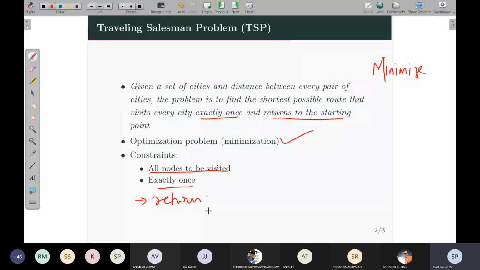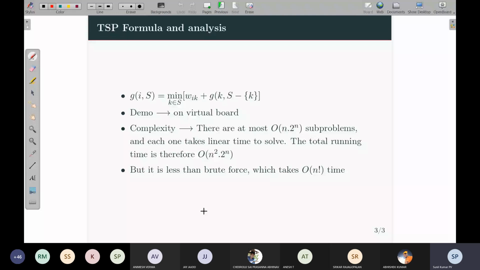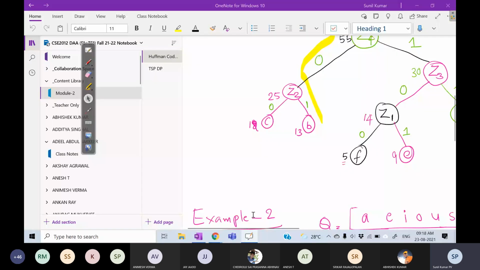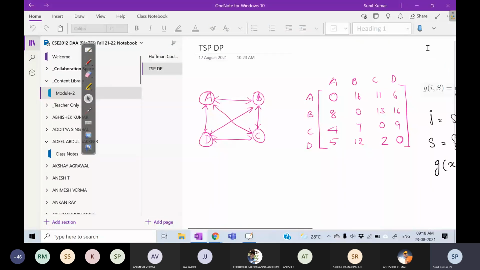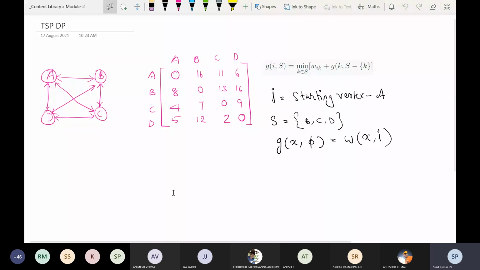So that is how the problem is. This we all know. Now we have some formula. How you get that formula, we will discuss later. First I'll tell you the problem and the solution using dynamic programming. Then we will slowly turn into the formula. So just forget this for the time being, and we'll come back to this slide after our demonstration. We can take this TSP DP problem, and I have a small example that is already written here to save time.